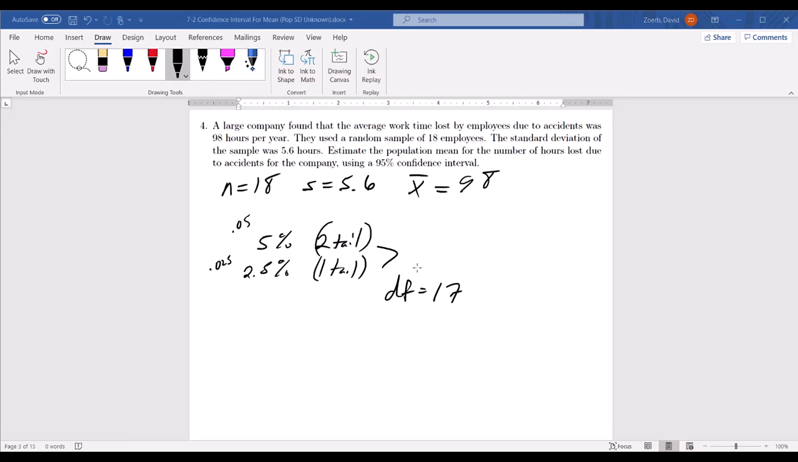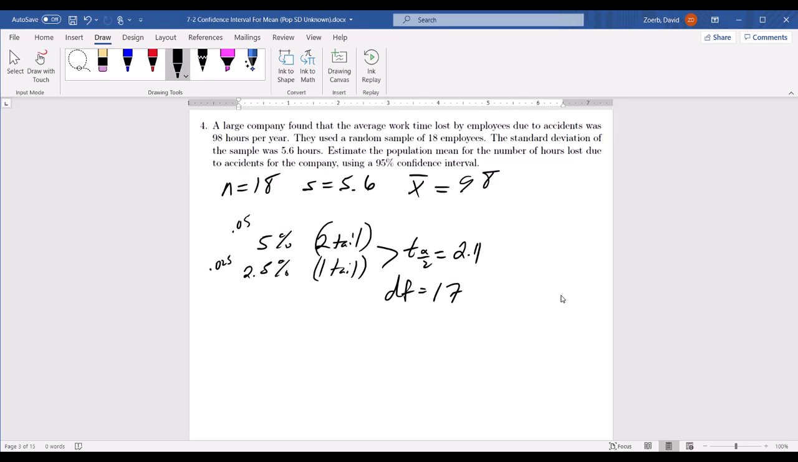And my n was 18, so degrees of freedom 17. So go to 17, crosshair with the column for 0.025 one tail or 0.05 two tail, and you get 2.110, or 2.11, I'm okay with. So 2.11.